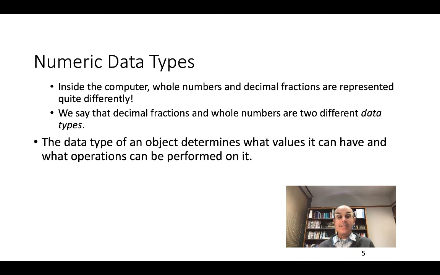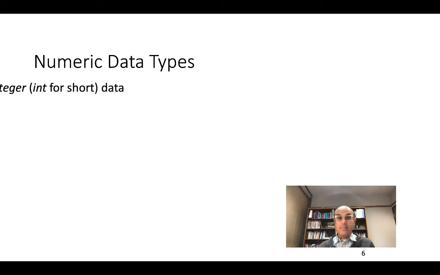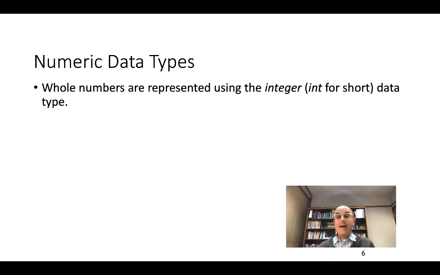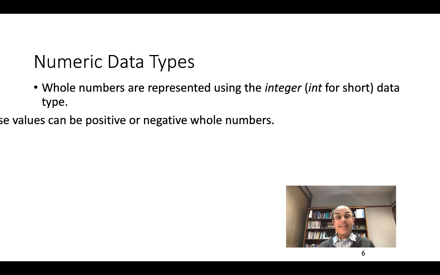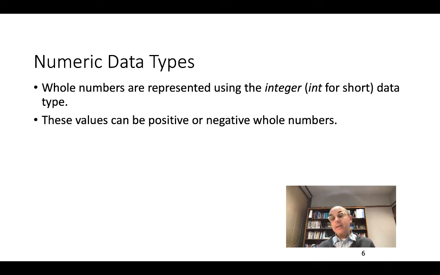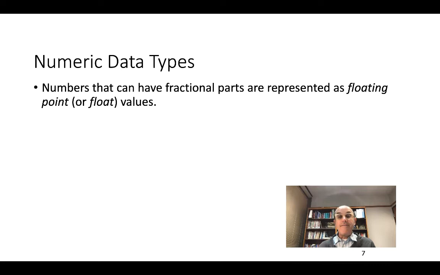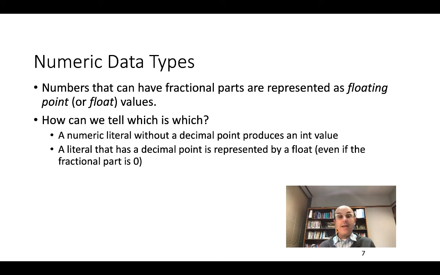So the idea here is that the data type of an object determines what value it can have and what operations it can perform in order for us to run it. The whole numbers are represented by integer. In short, it's called int, and it represents the data type. And this data type can be positive or negative. But we also have fractional parts of numbers, which in Python is called a floating or float value. So how can we define a float? 0.02 is a floating number.